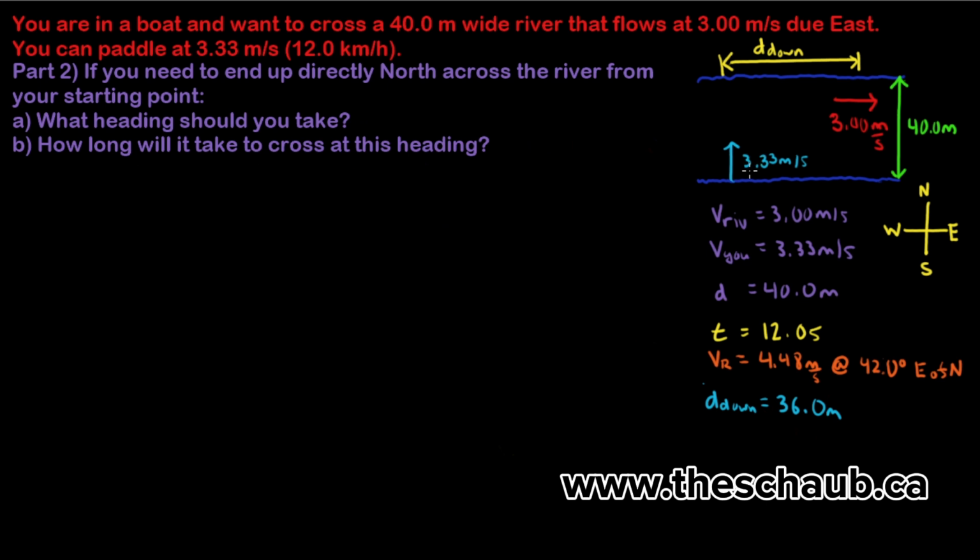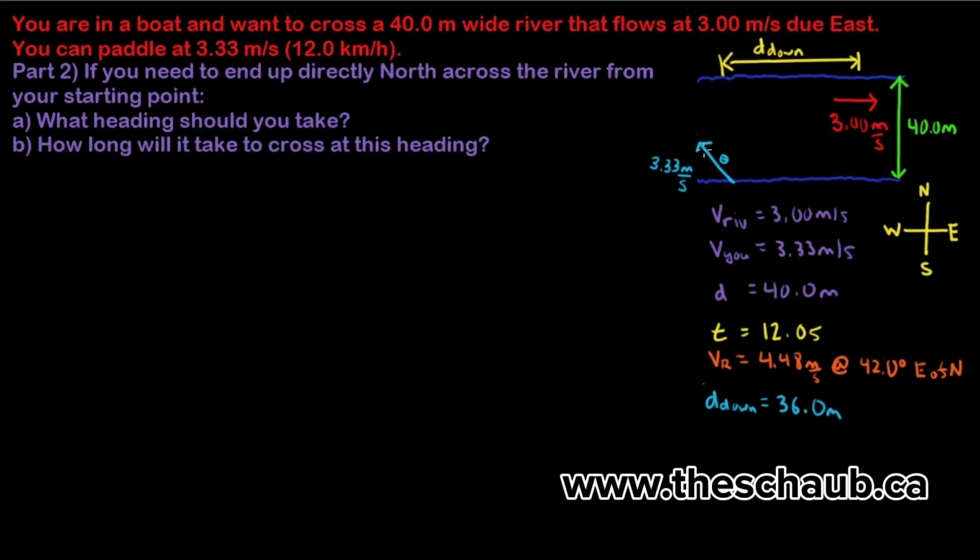Pointing our boat directly across no longer works, because when we point directly across, we flow down the river. So we're going to have to point our boat upriver for part 2 of this question. So let's add our vector upriver here. Our boat still travels at 3.33 meters per second upriver, and we're going to point our boat at an angle theta, which we're going to find.